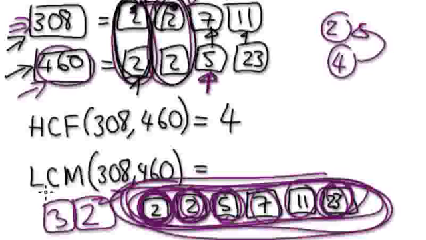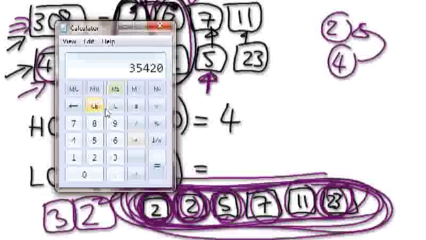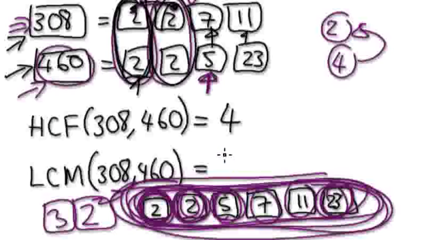Okay, so if you want to know the lowest common multiple, it would be all these multiplied together. So jump to a calculator, clear. So it would be 2 times 2 times 5 times 7 times 11 times 23 equals. So this would be your lowest common multiple here.